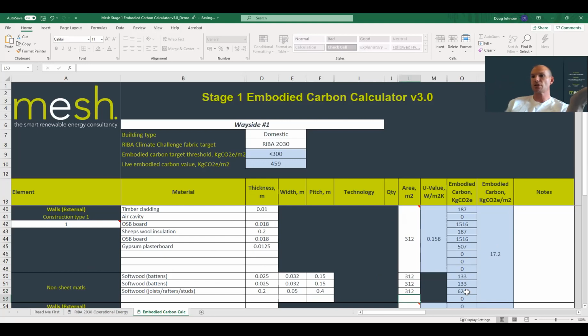You've got 600 odd for the studs. You've got 133 each for the battens. And it just builds it up element by element by element. So you can have sheet materials and non-homogeneous materials in there as well. Hopefully that's a long answer, Kate, but hopefully.